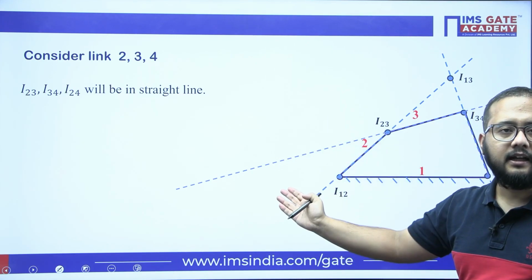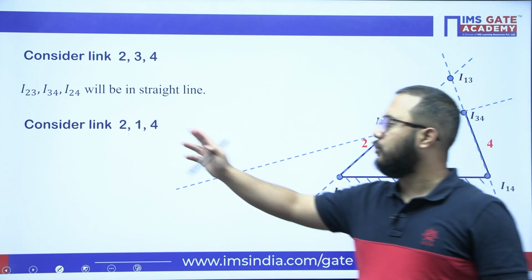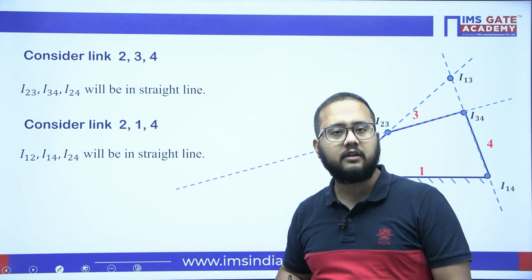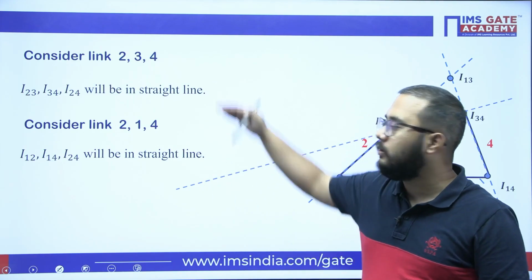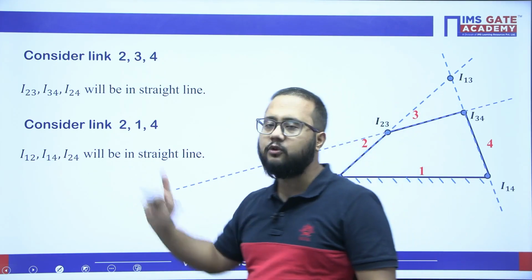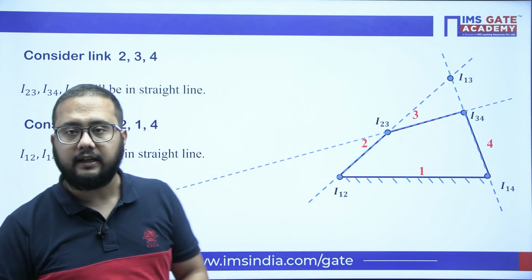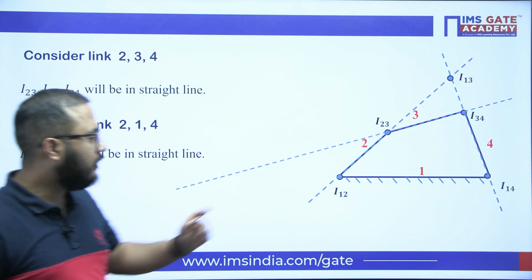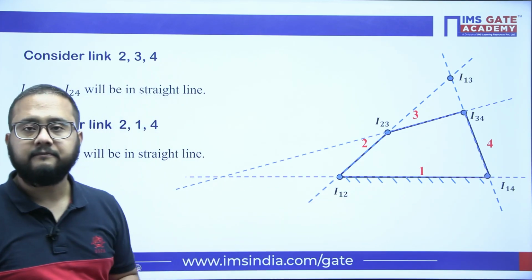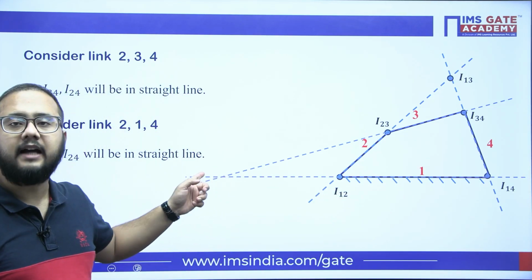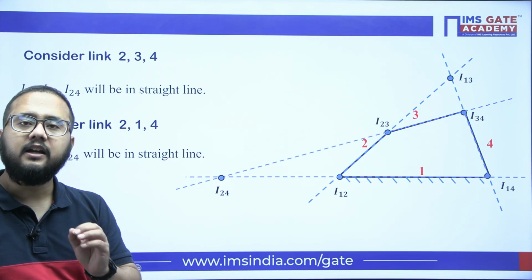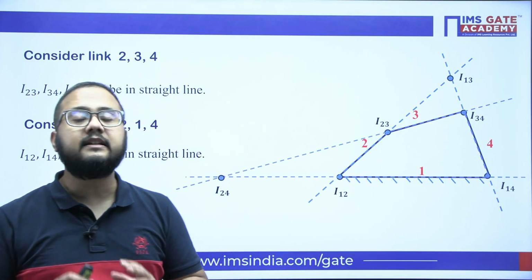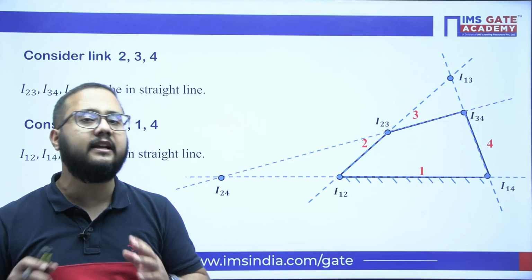Now another link I will consider: 2, 1, 4. The I centers I12, I14 and I24 will be in a straight line. Wherever these two lines intersect, that point will be I24, because that common point is I24 only. So using I12 and I14, I will draw one more line. Where it is intersecting, that point will be considered as I24. Again, I am telling you, locating I centers is very easy if you have understood Kennedy's theorem.